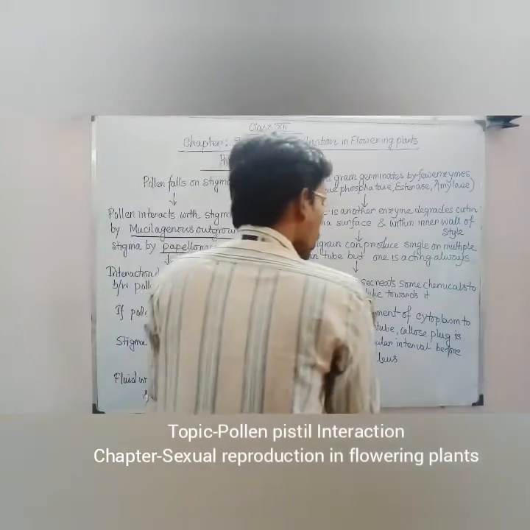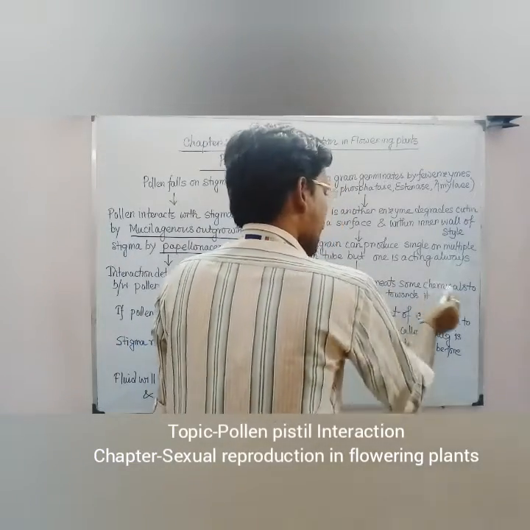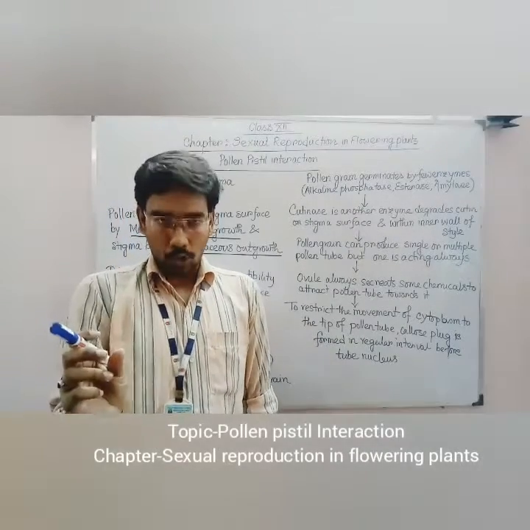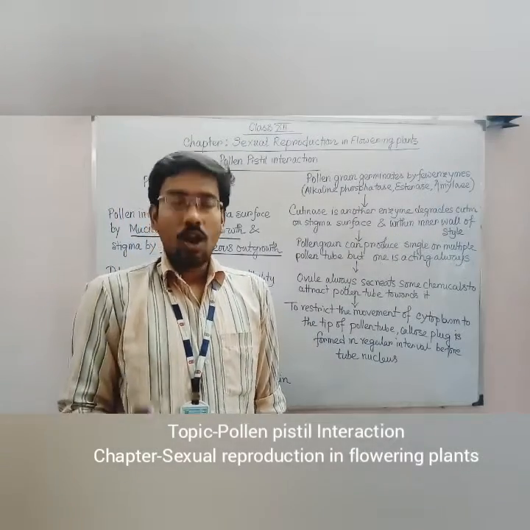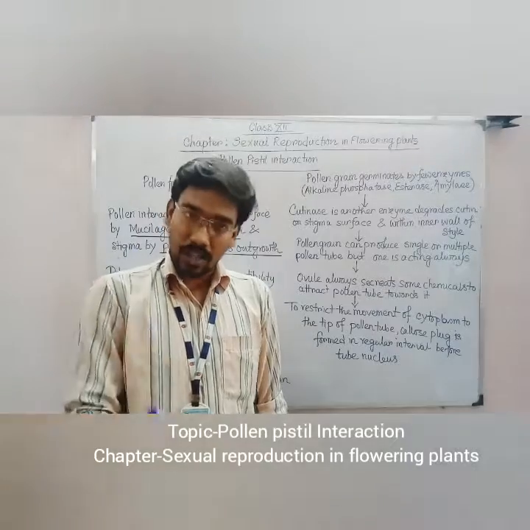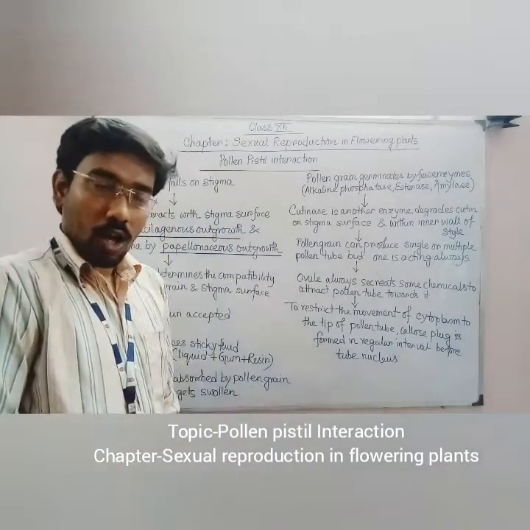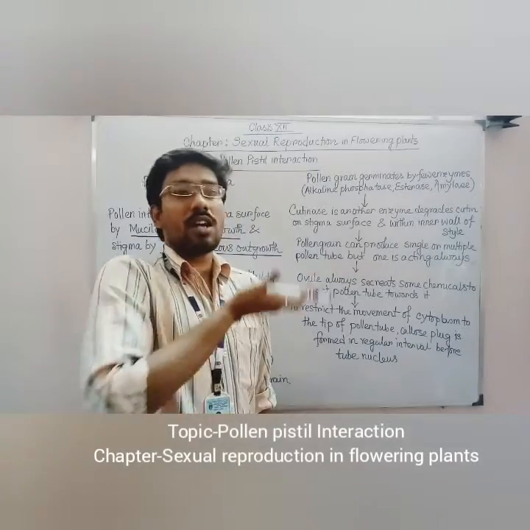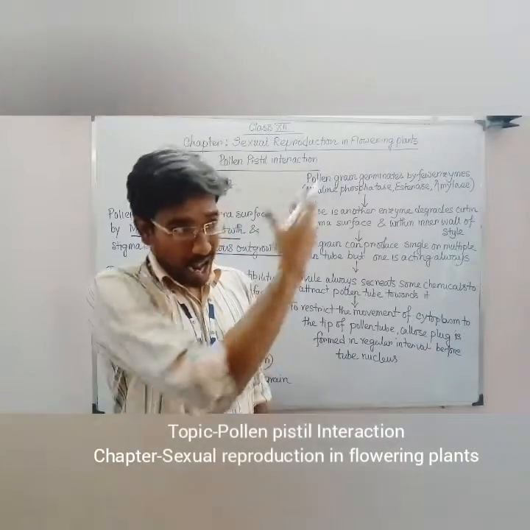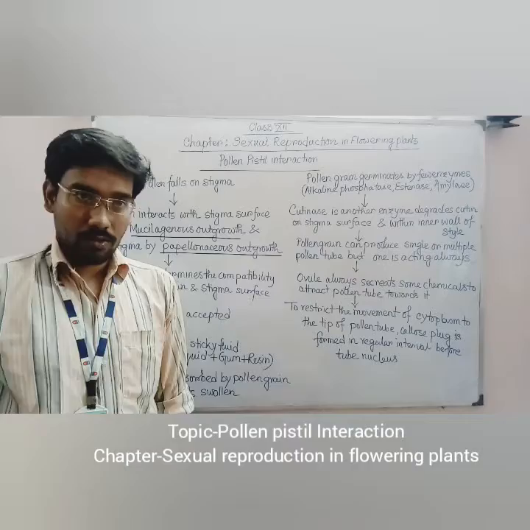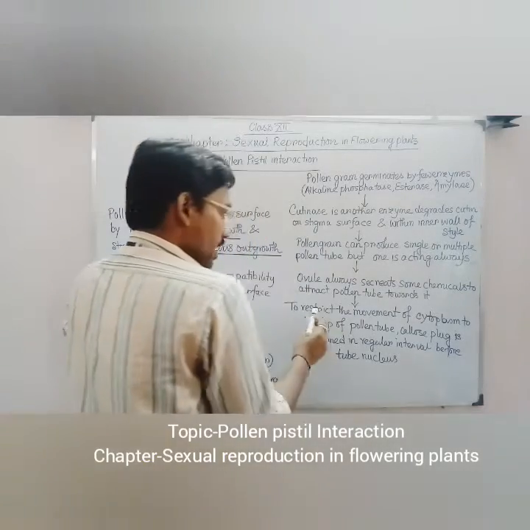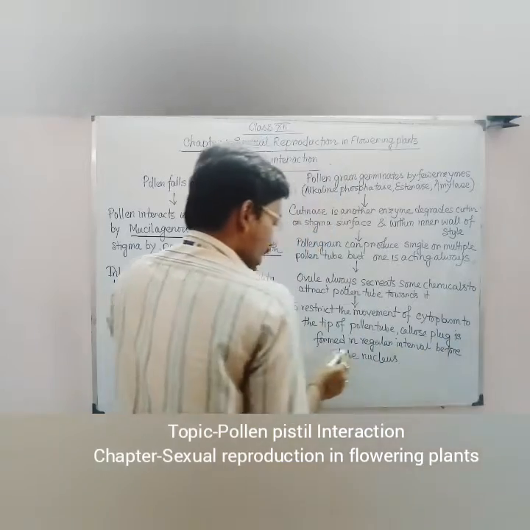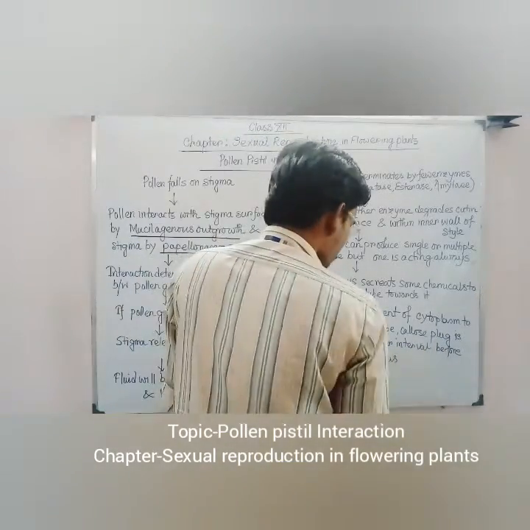Next, the ovule will always secrete some chemicals to attract the pollen tube towards it. Once one pollen tube enters the style and acts as the functional pollen tube, the ovule gets the signal and starts secreting the chemicals to attract the pollen tube towards it. Then, to restrict the movement of the cytoplasm to the tip of the pollen tube, callus plug is formed at regular intervals before the tube nucleus.